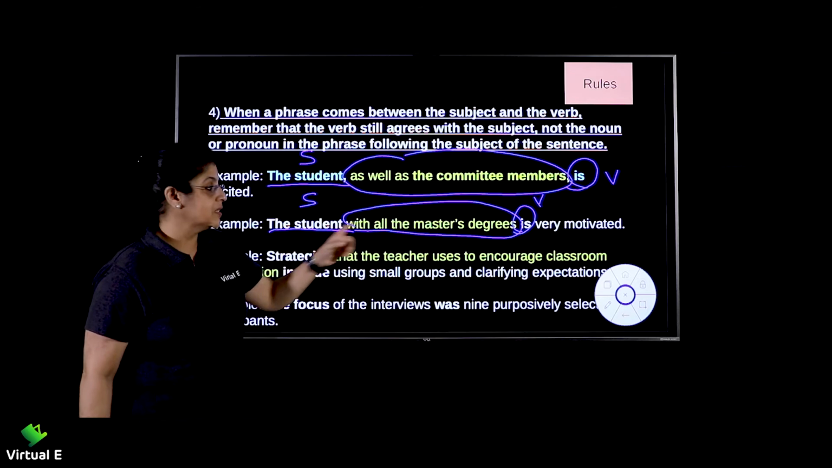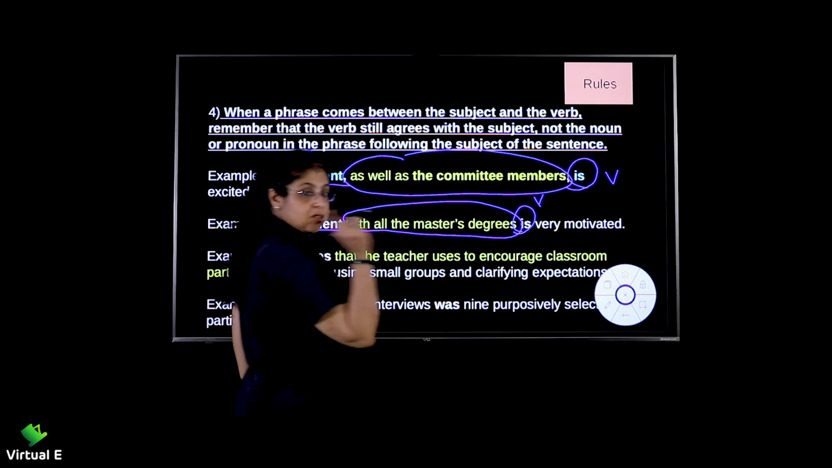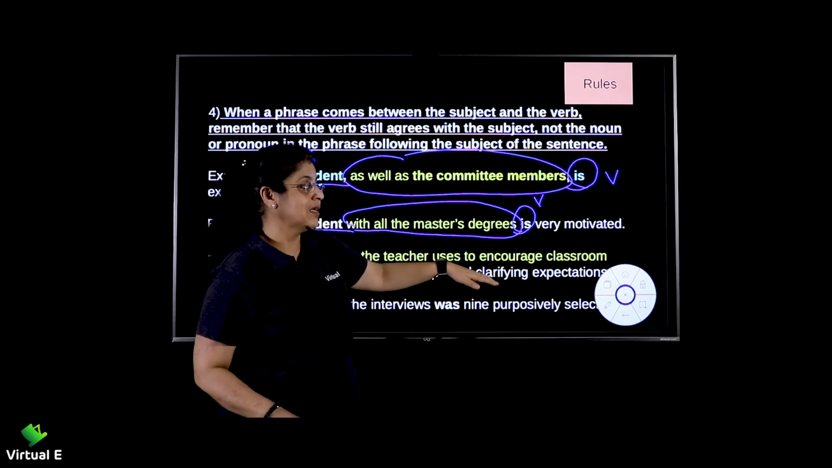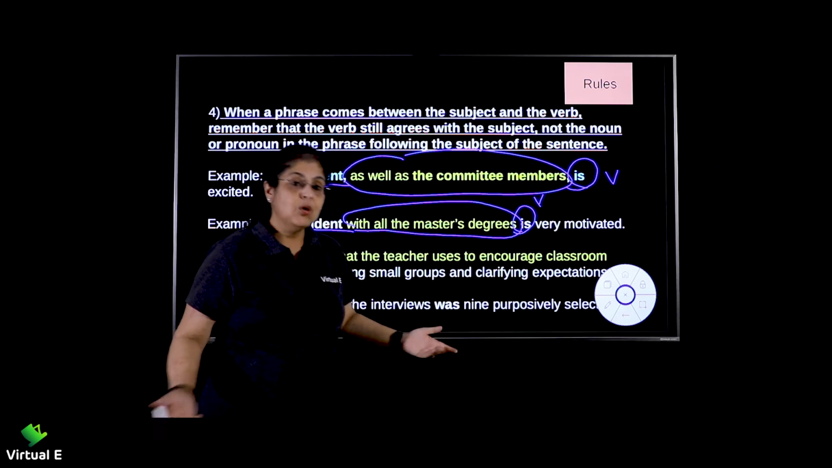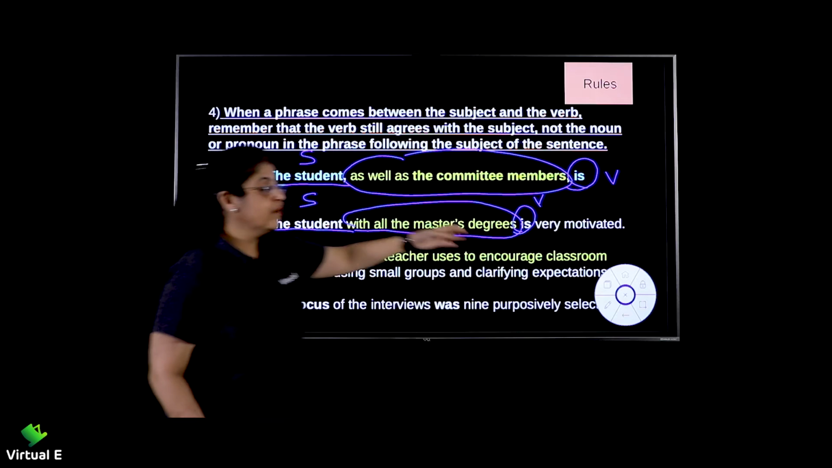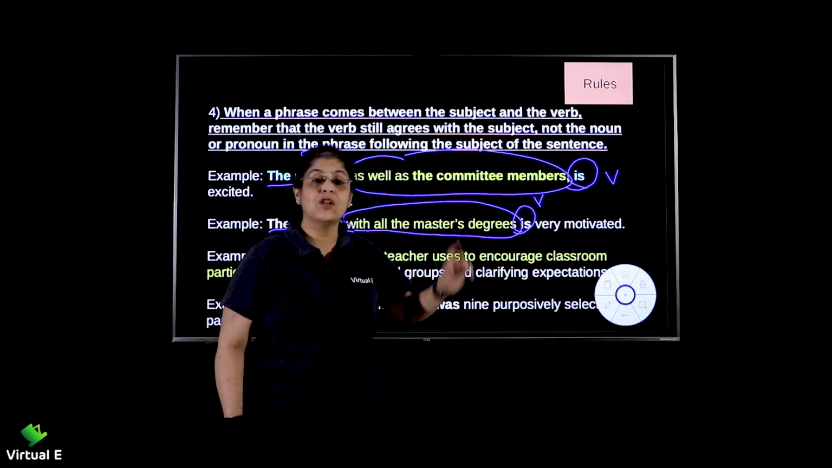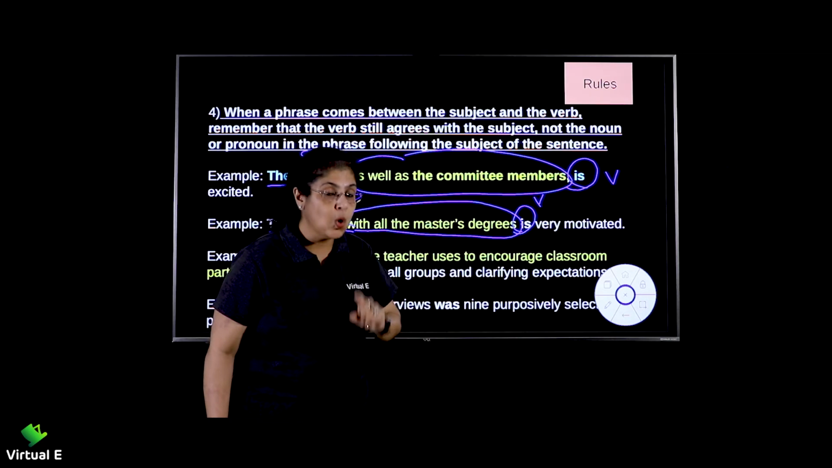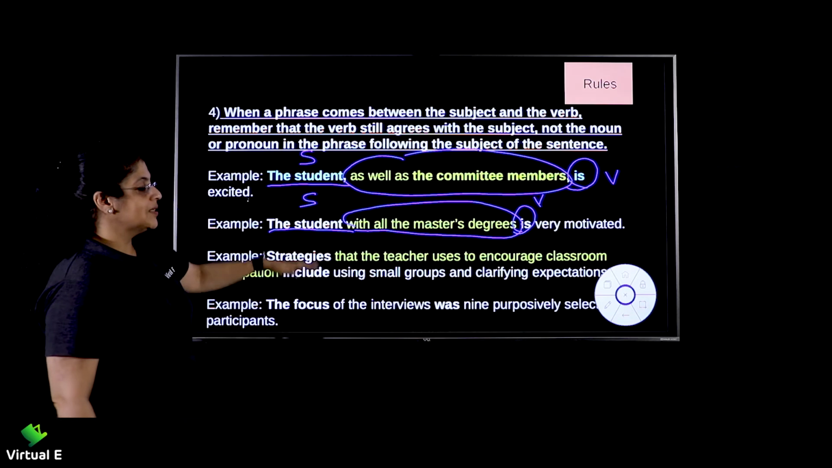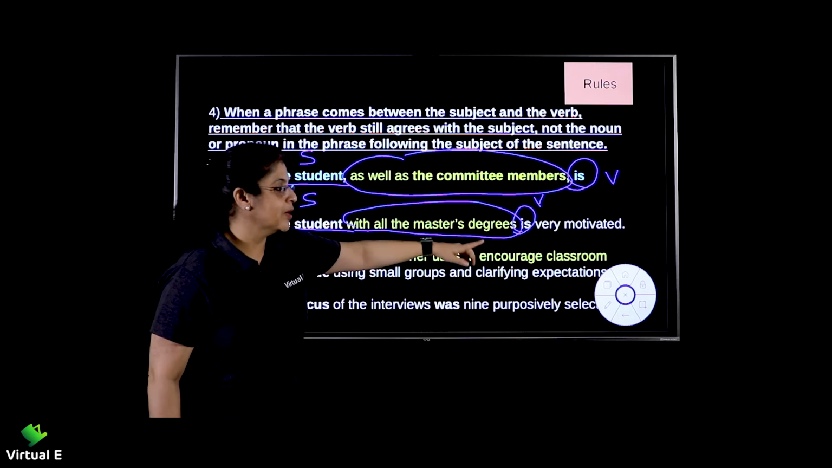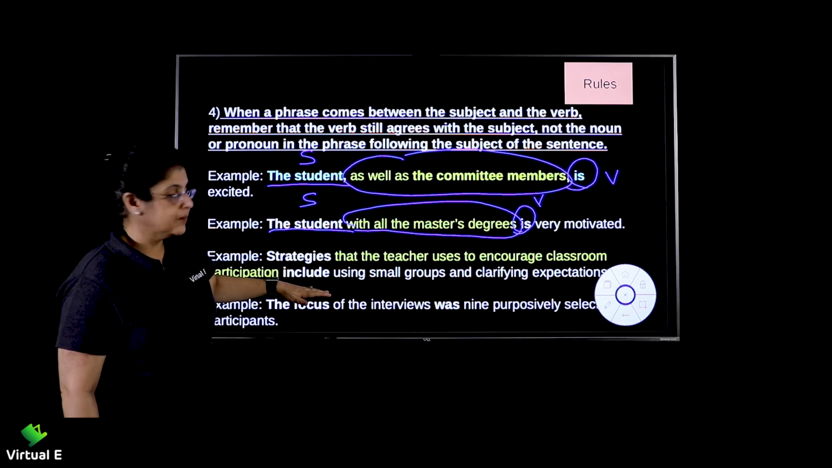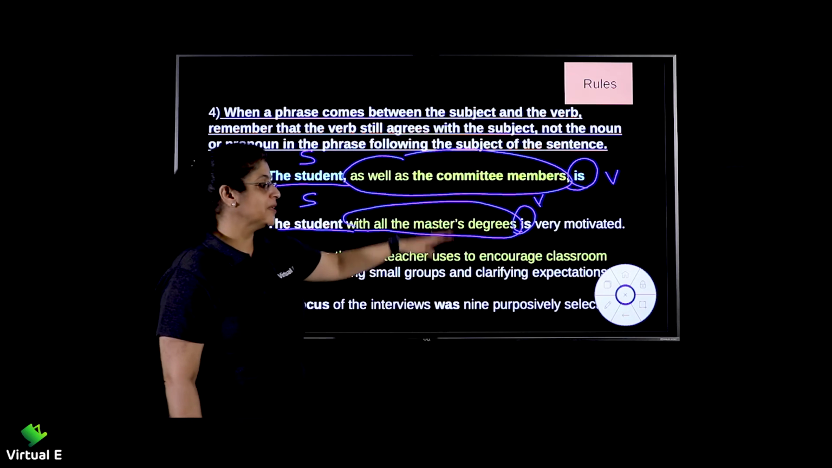The student is. If I put an R here, just see how the sentence will be. The student with all the master's degrees are very motivated. Who are motivated? The student. But here we have a single student. So obviously we will use is and not are. I hope it's clear.